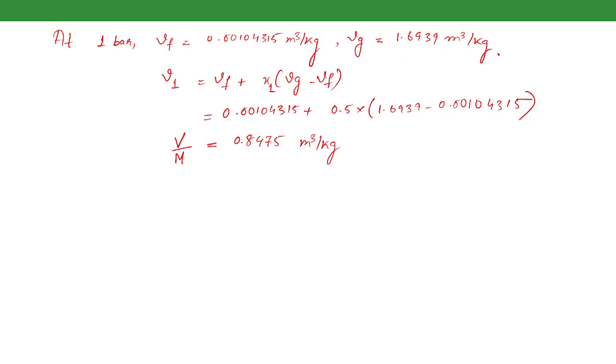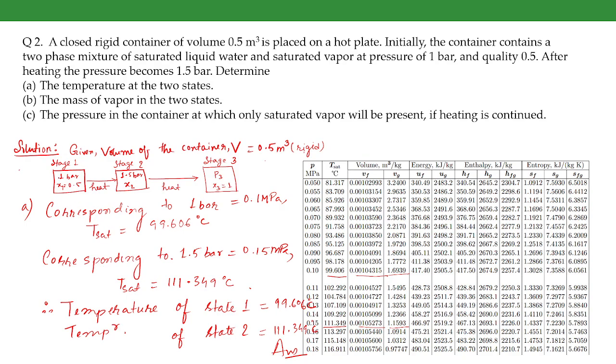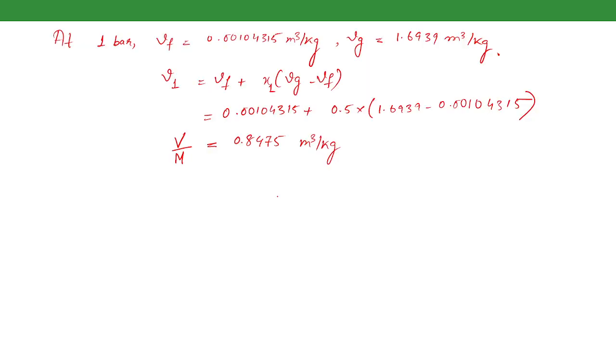Essentially in all these states, one point we have to consider is that since the volume is constant and a fixed mass of the two-phase mixture of water and vapor is being heated, the mass and the volume both remain the same. So the specific volume value will remain the same in all the three states. So what is the mass here? The mass is volume by 0.8475, so it is 0.5 divided by 0.8475, which comes out to be 0.589 kg.